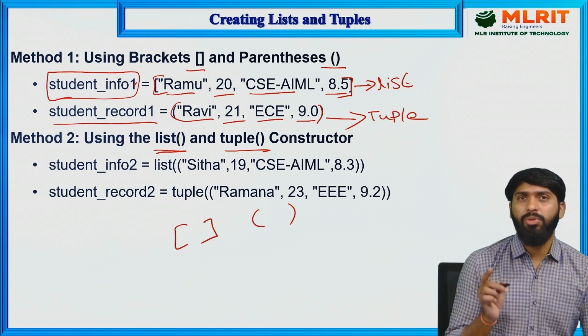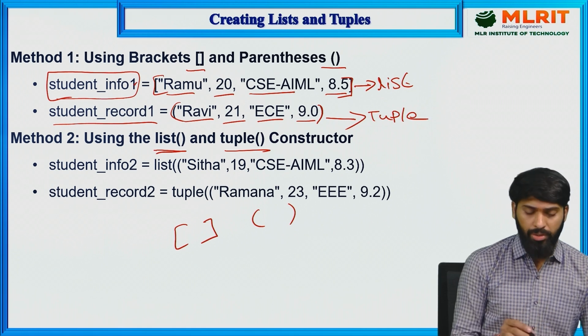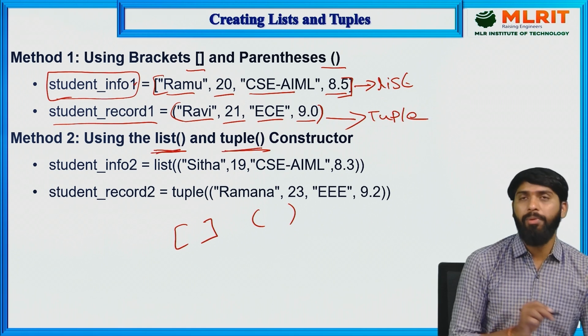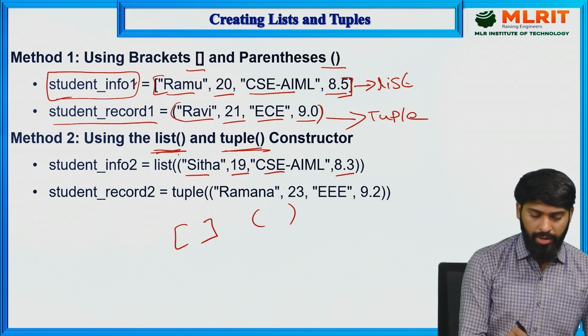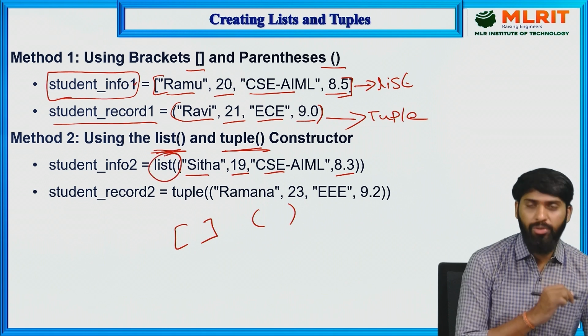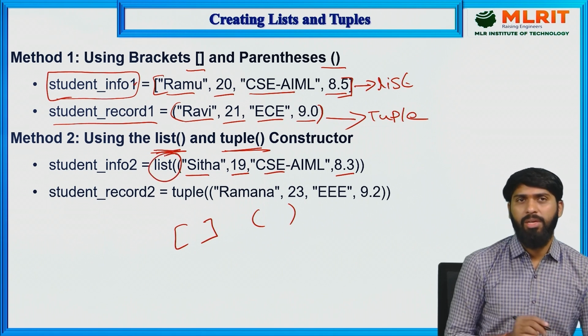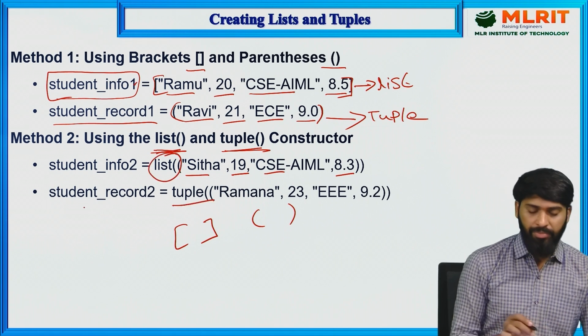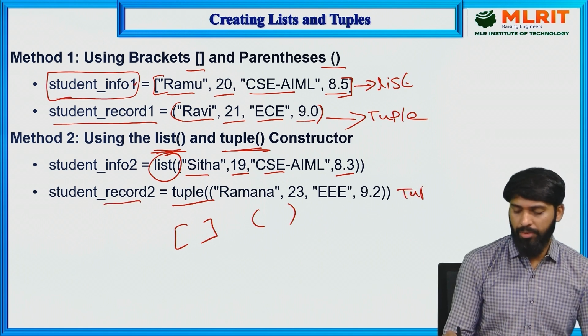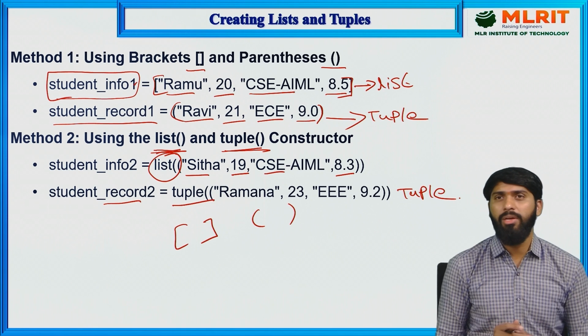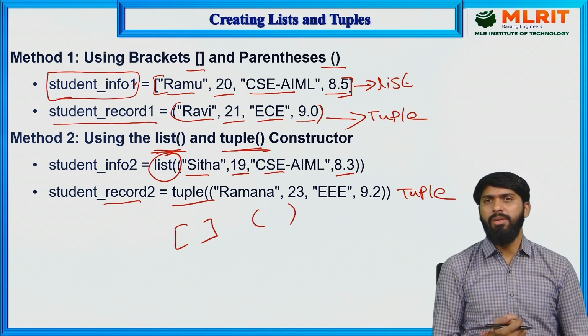Another way to create a list and tuple is to use the list method and tuple method. Simply define these data items and in front use the list method. Similarly, if you use tuple, then the type of the variable becomes a tuple. This is how to create lists and tuples in Python.